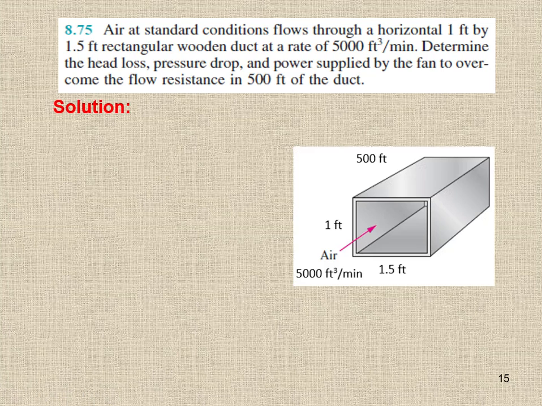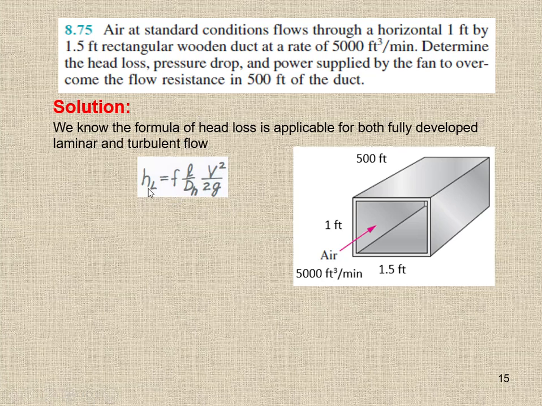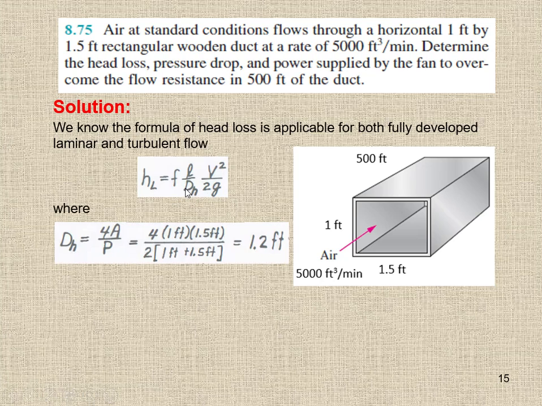Okay, so here is the duct, the length and width are given, and the height is given, and the length is 500 feet. To solve this, we know the head loss formula. This is the head loss formula. What we need to determine is the hydraulic diameter. So first we are going to determine the hydraulic diameter, which is 1.2 feet. Once you know that, we need to determine the flow.